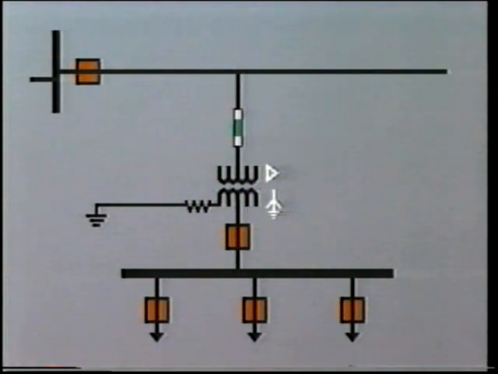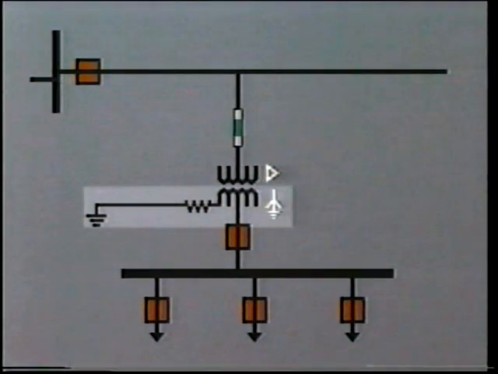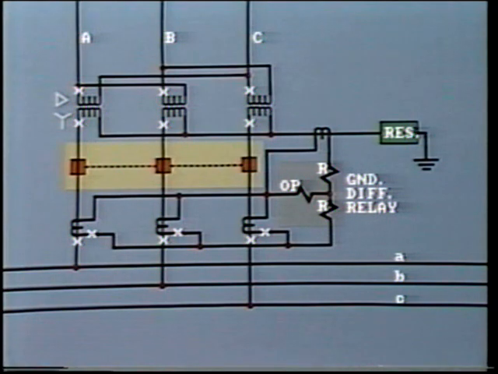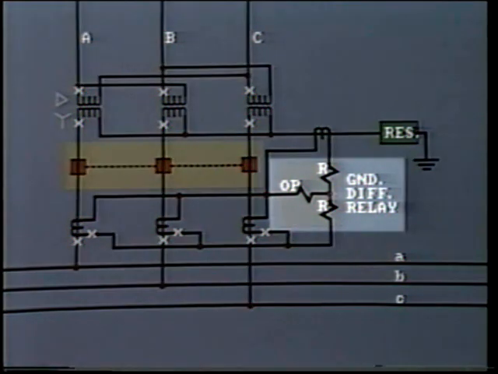Another typical application is with the distribution substation transformer, where the high voltage side is connected in delta, protected by fuses, and there are no CTs available. The secondary side of the transformer feeds through a breaker into the substation bus, from which various feeders are tapped off. The secondary side of the transformer is Y-connected and grounded through a resistor. Let's now look at the three-phase diagram and see how the ground differential relay is connected.